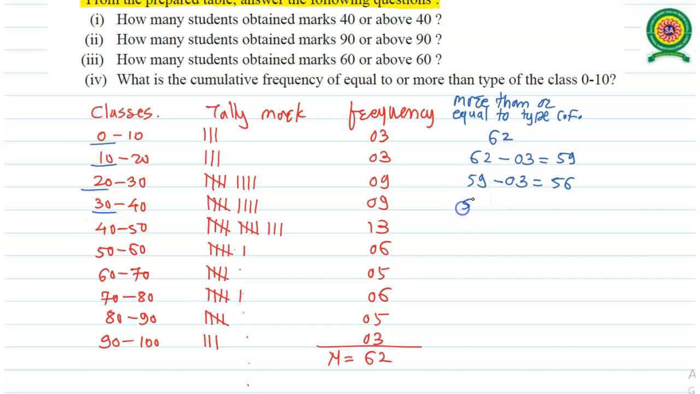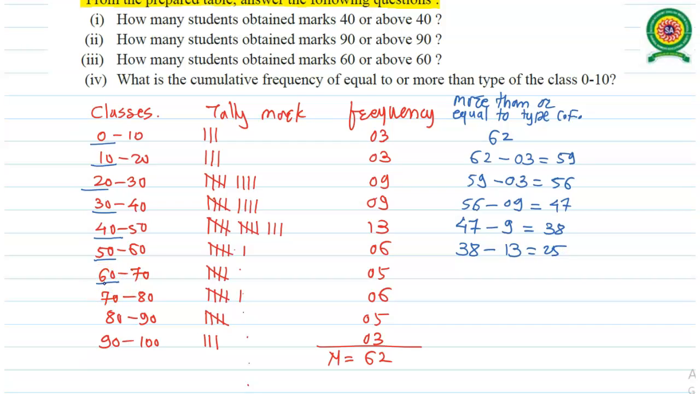Now number of students that have marks obtained greater than or equal to 30, we have 56 minus 9, we are getting 47. Now number of students who obtained the marks 40 or more than 40, we have 47 minus 9, that should be equal to 38. Now number of students who have obtained marks 50 or more than 50, we have 38 minus 13, that is equal to 25.